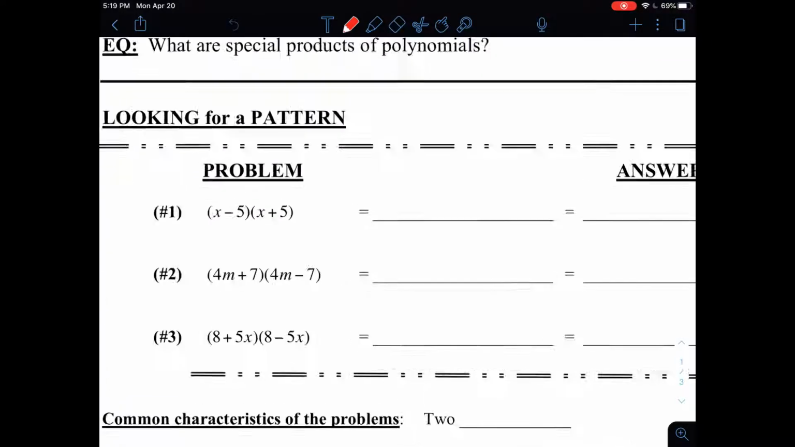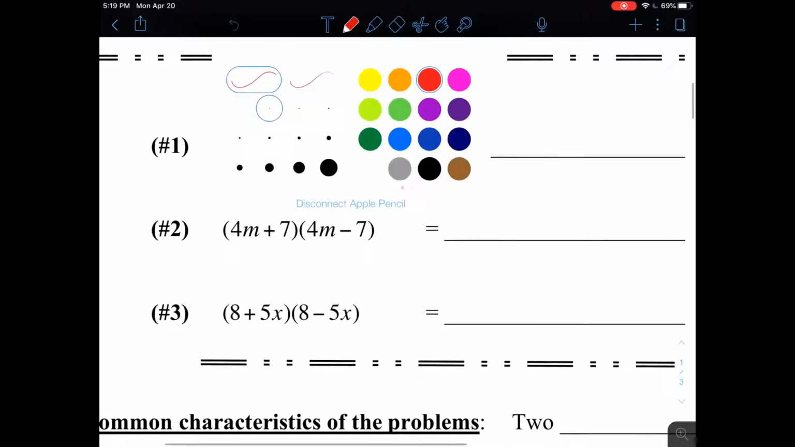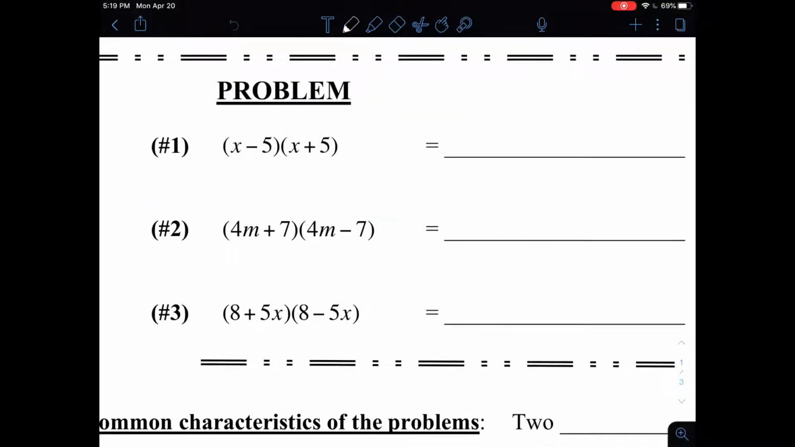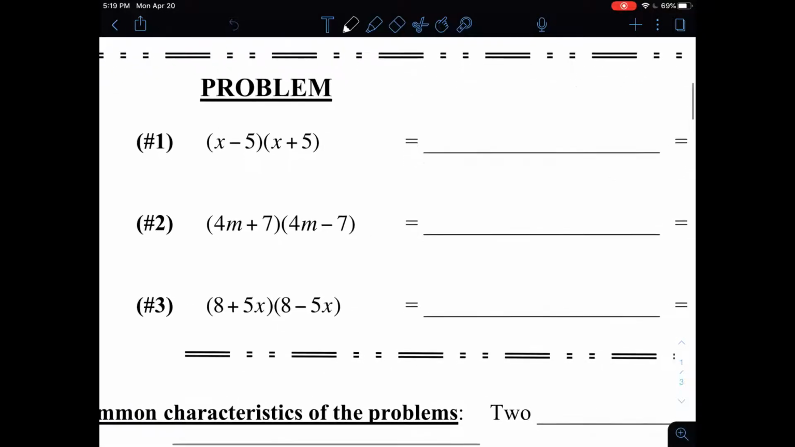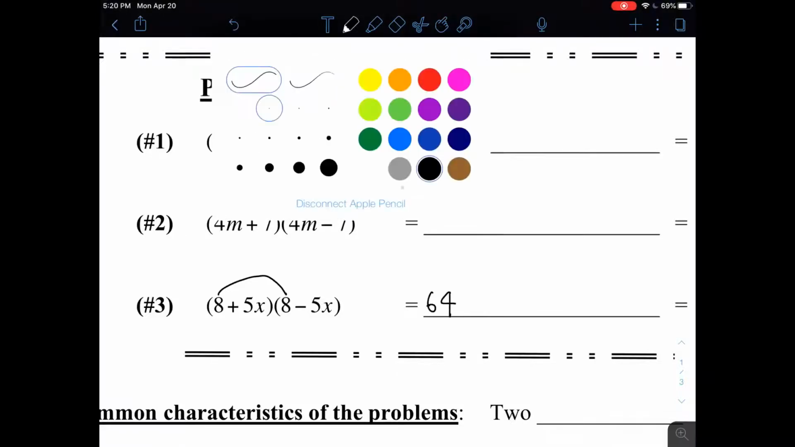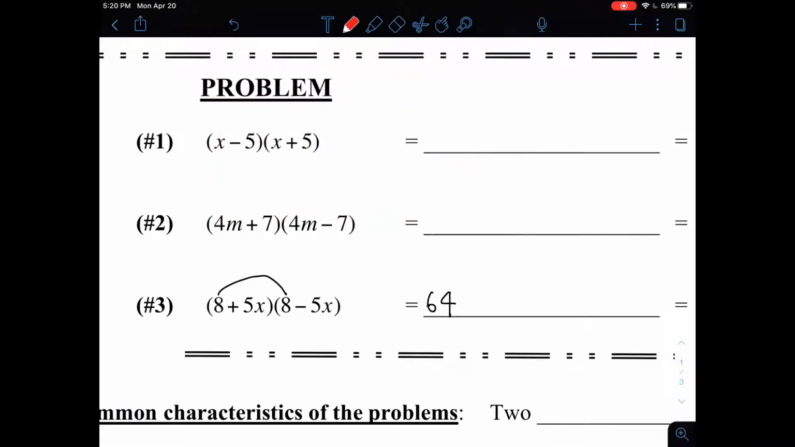So we're going to FOIL this. I'm going to do the same colors I did in the actual worksheet to make sure we know how to do this, okay? So we're going to FOIL firsts, which means the firsts in both of these polynomials. We're going to do 8 times 8, which is what? 64. So that was the firsts. Now we're going to do the outsides. Outsides are going to be 8 and negative 5x.